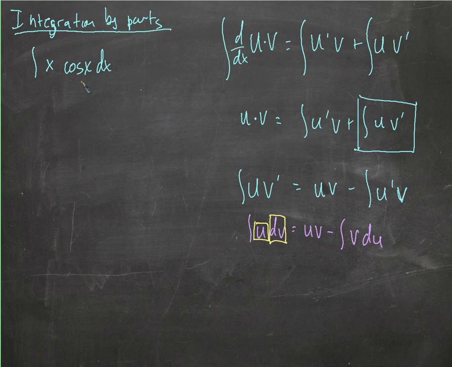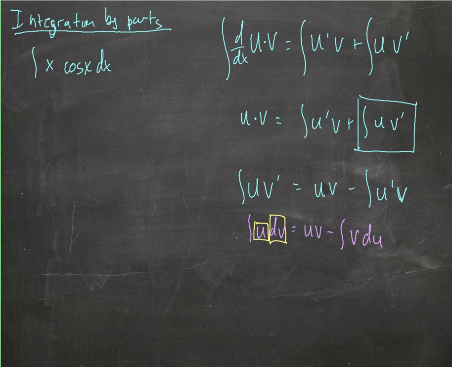Now, it's hard to tell which one it needs to be. If you don't have any experience here, you might choose this to be u, okay? And you might choose this to be dv, okay? But keep in mind, part of the formula is going to be this simple u times v thing. This other thing is going to be an actual antiderivative that we're going to have to work with, and part of it is the derivative of some function. So you'd like to take the derivative and have it become simpler, okay?